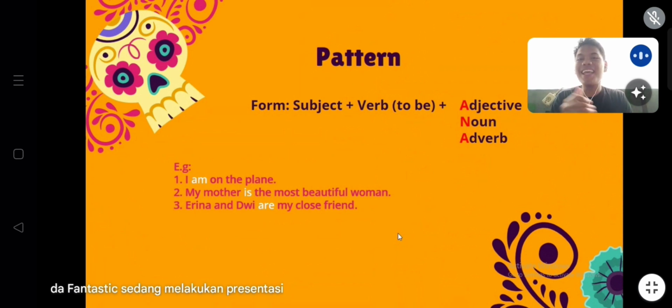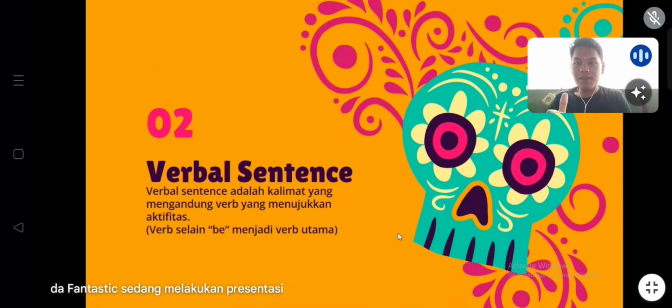Next is verbal sentence. A verbal sentence has a verb that contains an activity that the subject does, just like any verb except be: am, is, are, was, were, and be again, being, and so on. Here, verbs except be become the main verb. So what is the main verb? We will talk about verbs except be as the main verb in the next meeting.